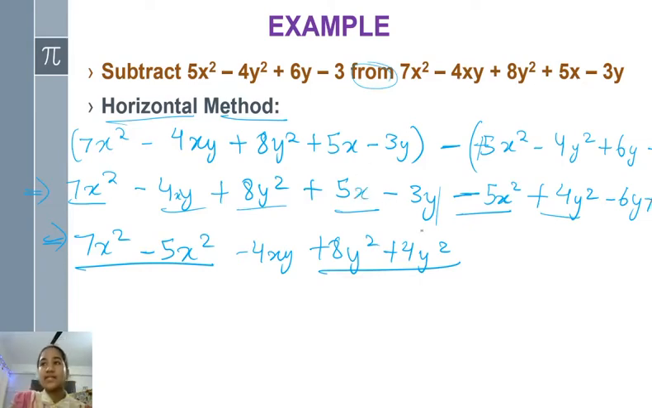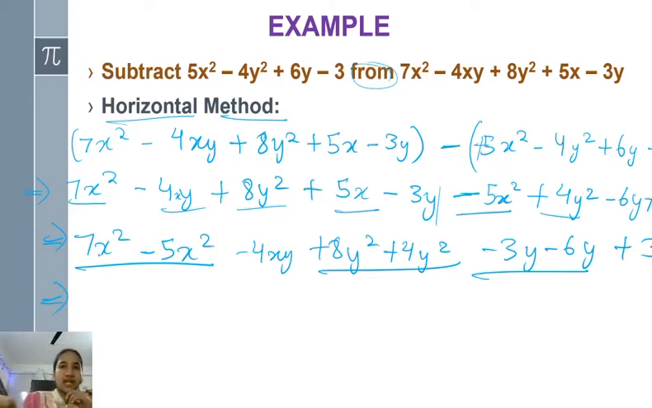Okay? So, next, minus 3y, minus 6y, plus 3. Make sure that you don't miss out any of the terms. So the next, 7 minus 5. What's 7 minus 5? You subtract the numerical values, while the algebraic factor x squared remains the same. 7 minus 5 is 2, so it will be plus 2, not minus 2, because 7 is greater than 5 and 7 has a sign of plus.